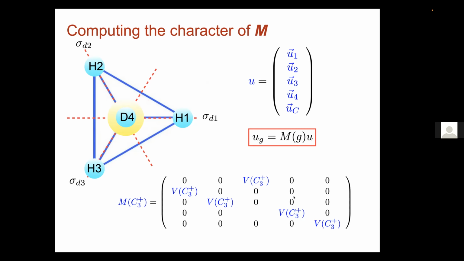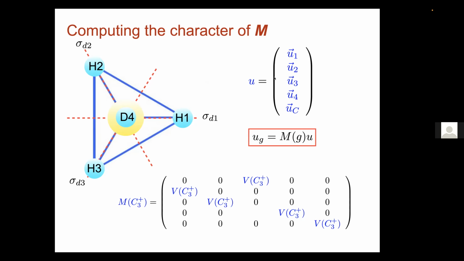Well, see, for instance, that the atom H3, after I rotate it, becomes the atom H1. So it means that if I place an arrow here, which is U3, this arrow now is going to describe, after rotation, the displacement of atom 1. So U1 prime is going to be equal to U3 rotated by the vector representation. So if I place here, you see, this would act on U1, U2, U3, U4, UC.